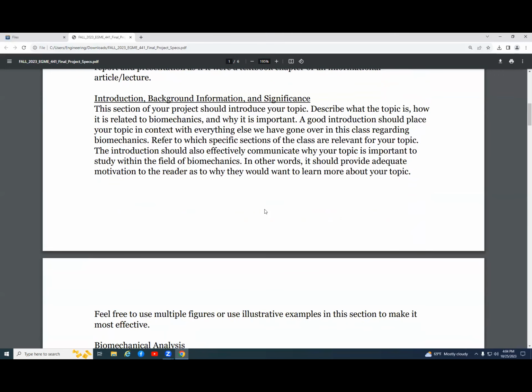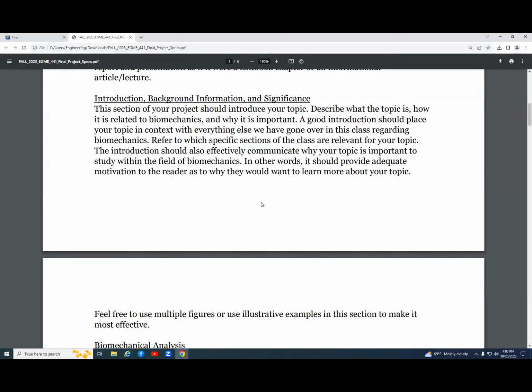The first thing you should always do in any scientific report is to introduce whatever topic you're going to talk about. So I want you to describe what your topic is in general, explain how it's related to biomechanics, and most importantly, explain why it's important.